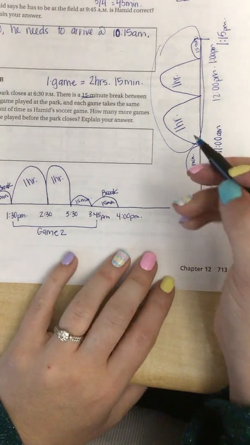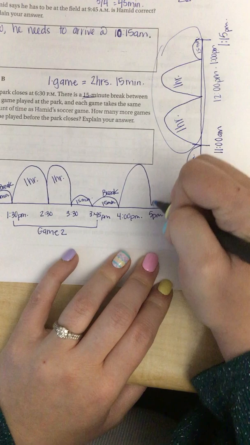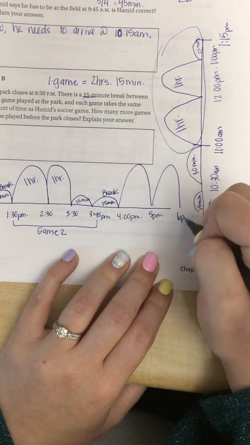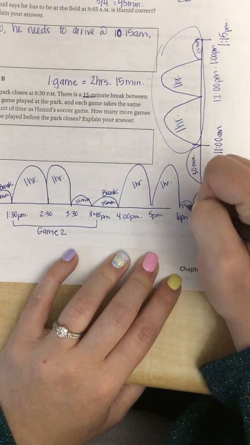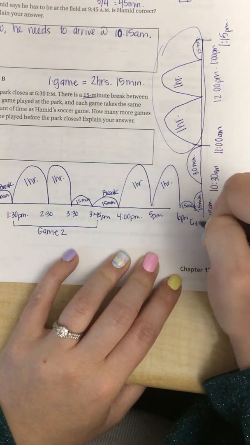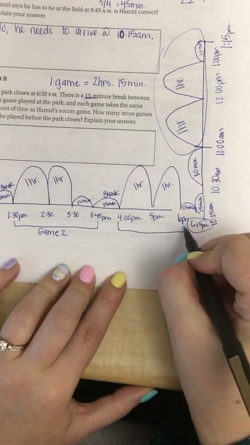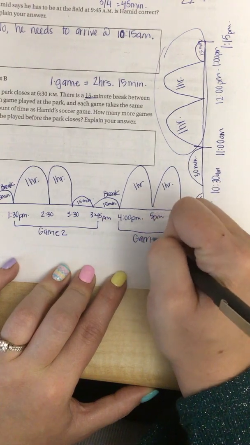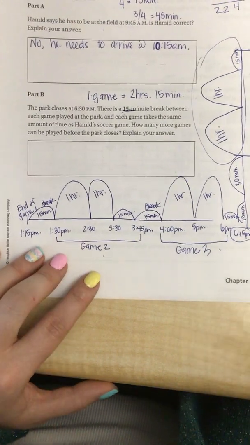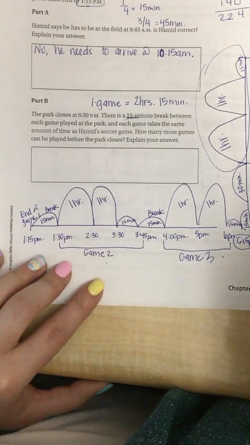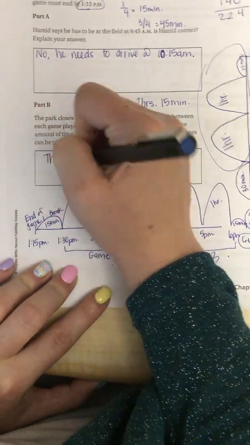So from 4 o'clock p.m. starting the game, 1 hour puts me at 5 p.m. Another hour puts me at 6 p.m. And 15 minutes puts me at 6:15 p.m. That means I really can only do 2 more games after Hamid's game, because there's game 2 and game 3. Hamid's game was game 1. So how many more games can be played? They can play 2 more games.